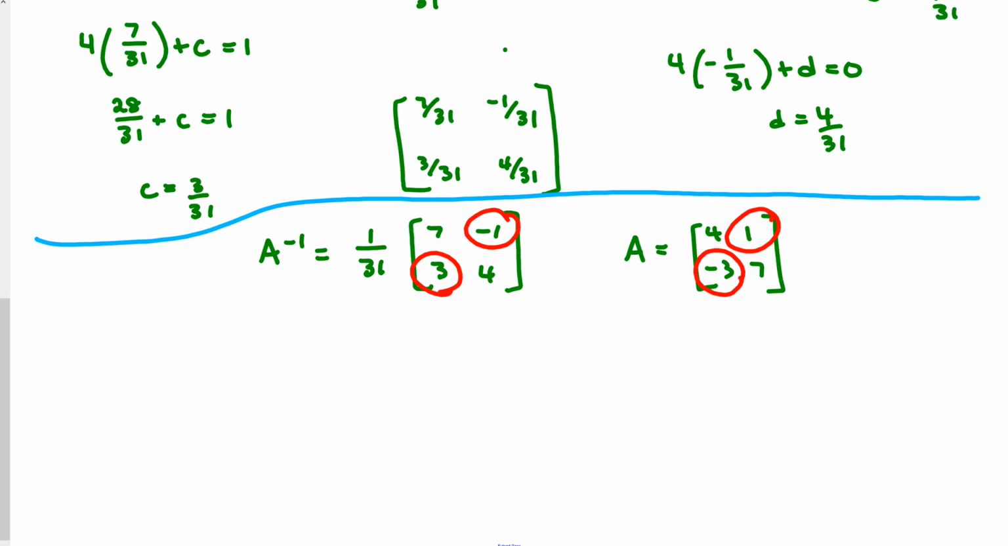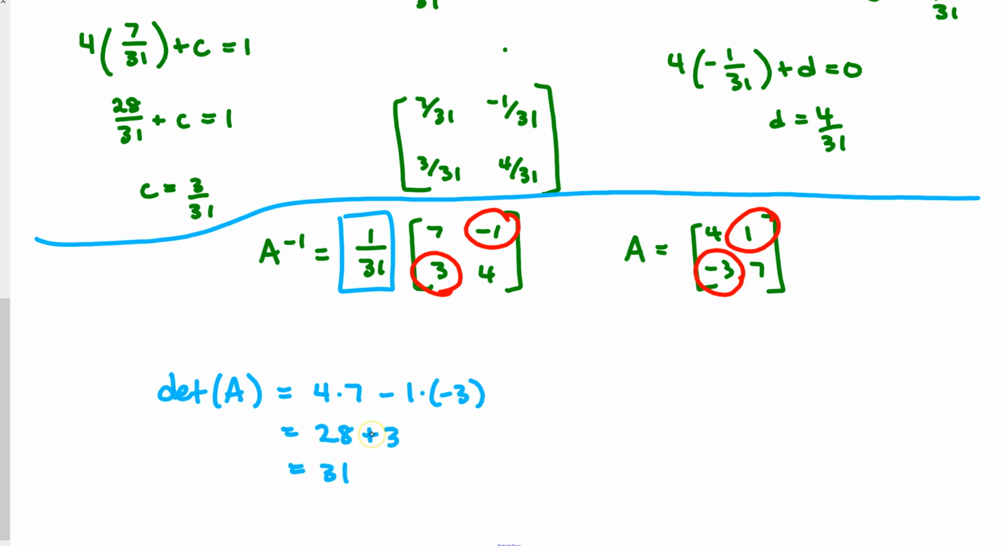But what about the number 1/31? How does that come into play? Or how about just where does the 31 come from? Well, if you remember from last time, we found determinants, and the determinant of A is 4 times 7 minus 1 times negative 3. So that would be 28 plus 3, and that's 31. So the inverse is 1 over the determinant of A multiplied by some kind of rearrangement of the elements of A where we switch the numbers on the main diagonal and we take the opposite of the numbers on the other diagonal.